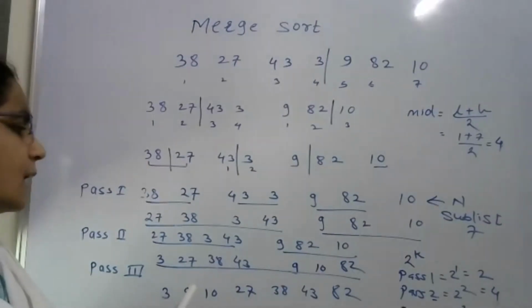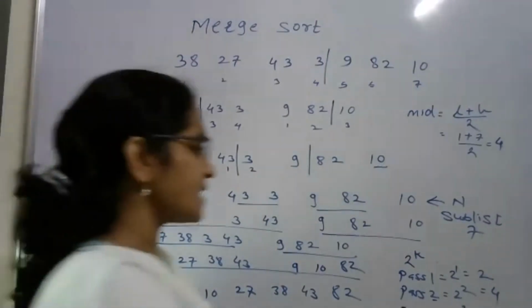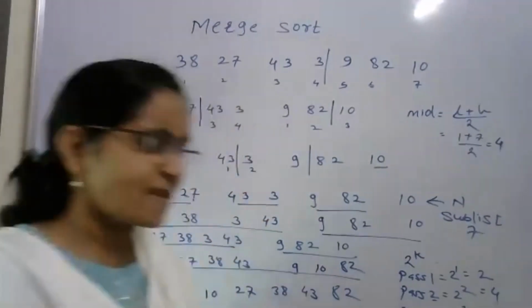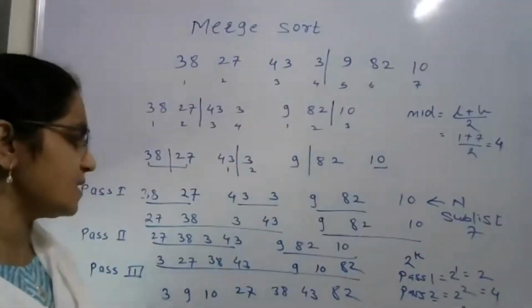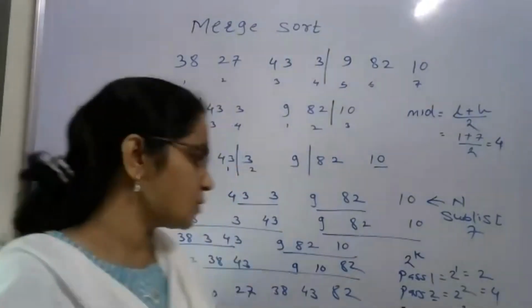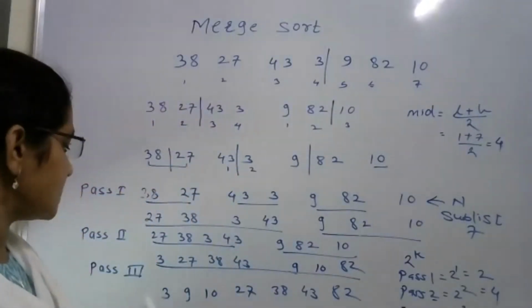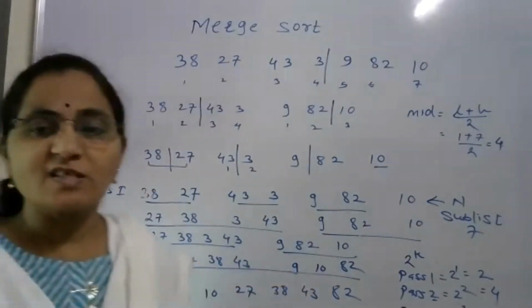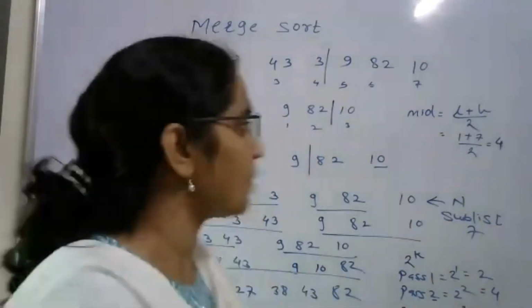Okay, 2 raised to 3, near about at the last level. It shows that 2 raised to 3 means 2 times 2 is 4, 4 times 2 is 8. Okay, so this is about the merge sort. And what about the complexity of merge sort?